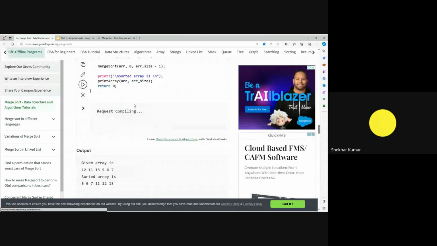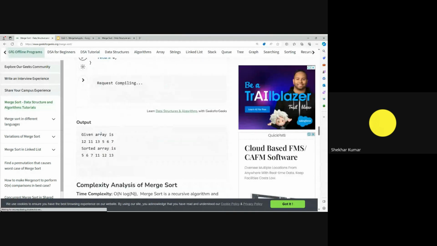Okay, it is taking some time. So you can see the output of the arrays, given array 12, 11, 13, 5, 6, and 7. Then the sorted array will be 5 to 13. This is the final output of this program.